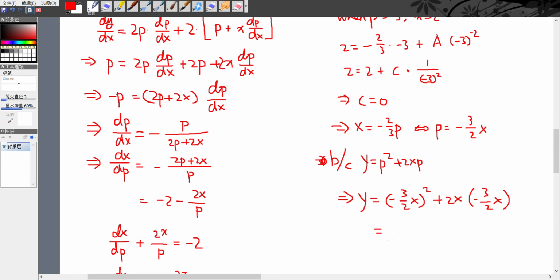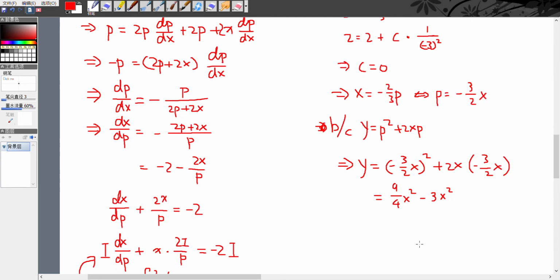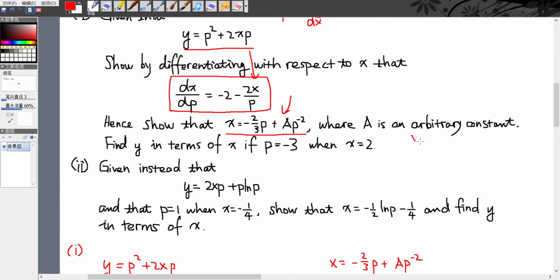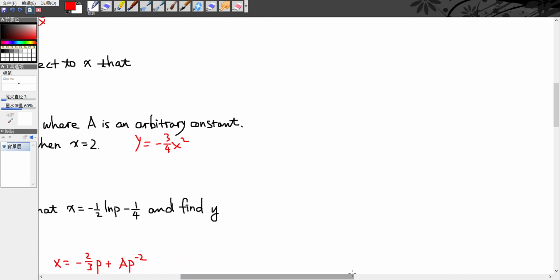which is 9 over 4x squared minus 3x squared, which is equal to negative 3 over 4x squared. And this is our y. Our y is equal to negative 3 over 4x squared. So this is the answer to our first question.